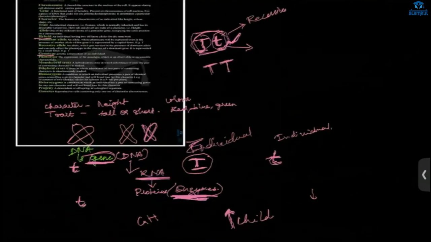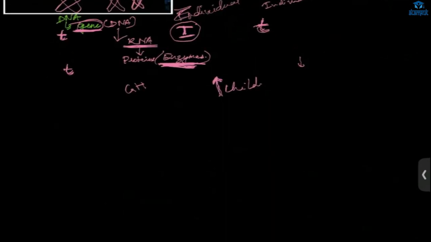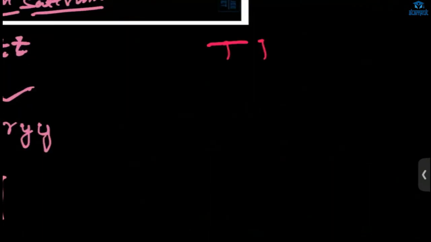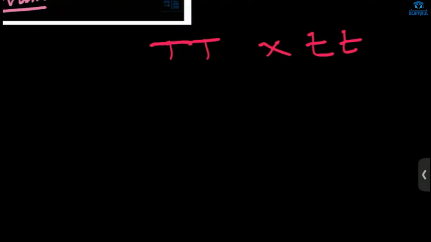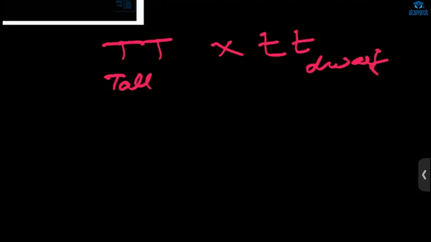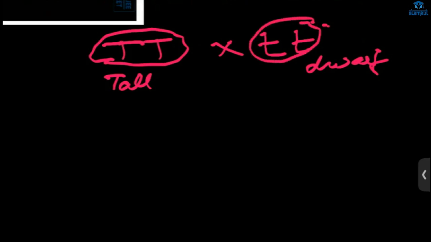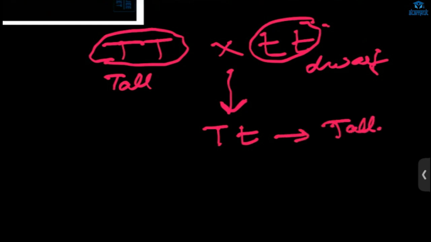Let me see this cross. This is a tall plant and this is a short or dwarf plant. The tall plant's genotype is TT. The short or dwarf genotype is small tt. But what is phenotype? When he crossed these, he found the offspring were tall only.